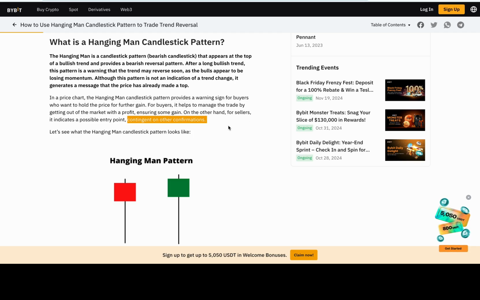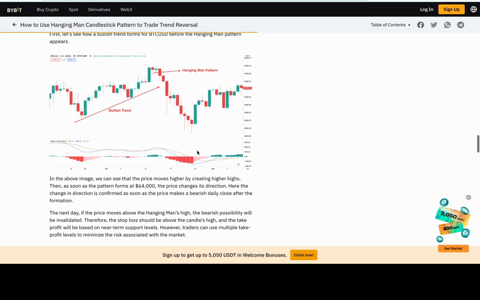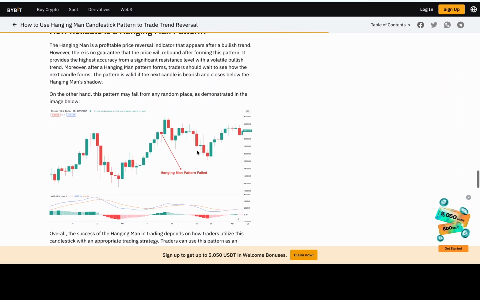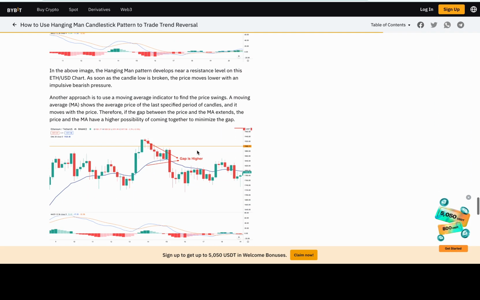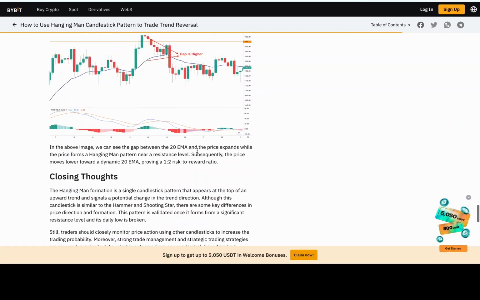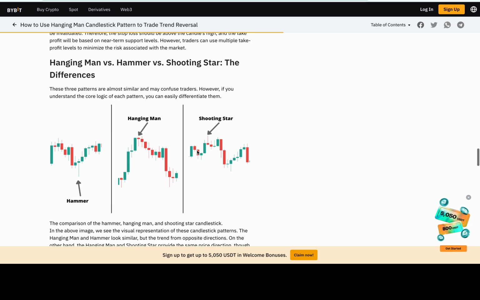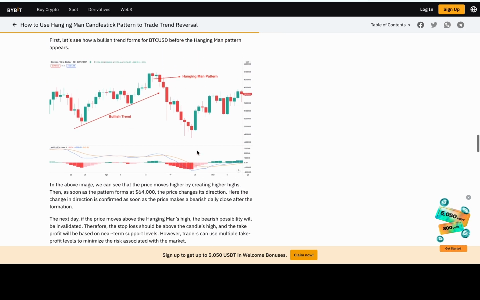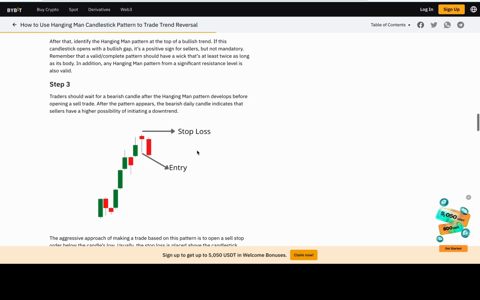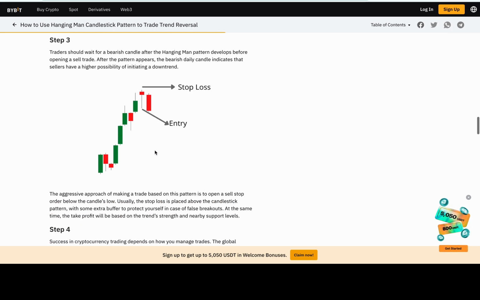So back to the hanging man candle. Like it said in this paragraph, contingent on other confirmation. So how do you trade a hanging man candle? Well, you want to look at the characteristics of previous hanging man candles. Now, this article isn't showing it right now for some weird reason. But usually what I see with a hanging man candle is, well, this is a good example right here.